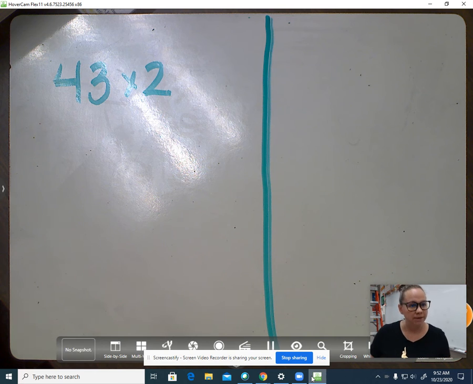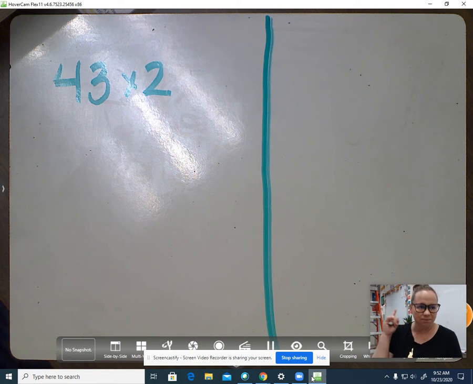So just a quick review when we did partial products last week. Don't mind the ladder, they're fixing my projector. That's what that ladder's for.